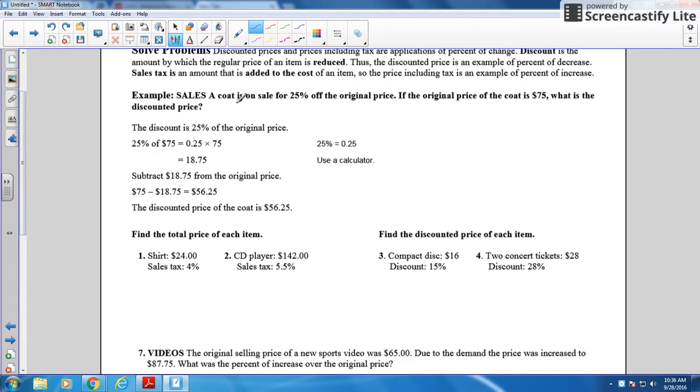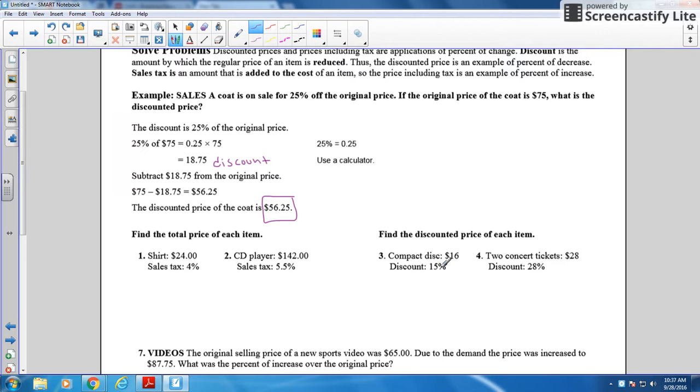Just if we have an example here, the coat is on sale for 25% off. The original price is $75. What is the discounted price? So we simply take 25% of $75, which is $18.75. Now that's the amount of the discount, okay? So this is the discount. It's not the new price. It's just how much they're going to take off of the new price. So we have to subtract that from the original, and we get that our new price, or sale price, is $56.25, okay?